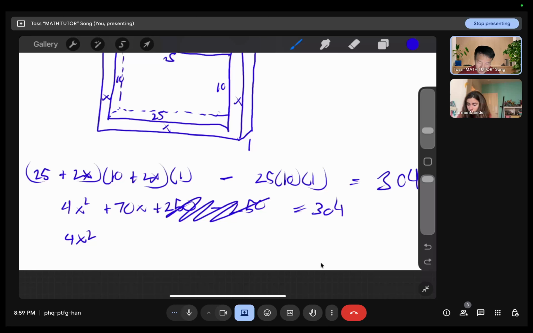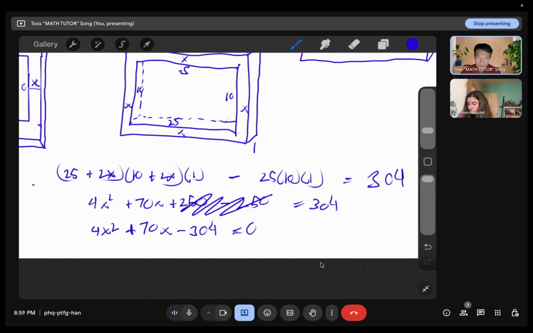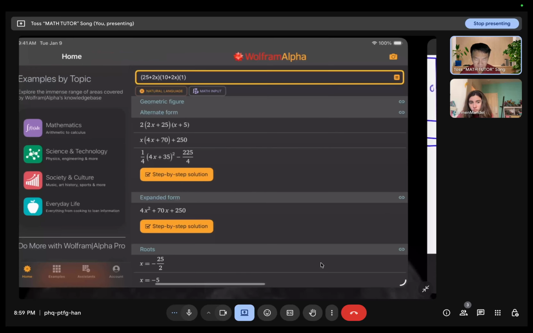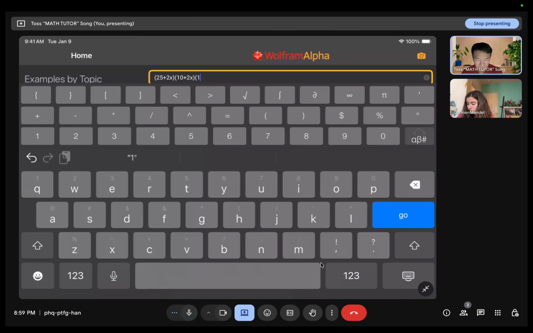Okay, and then subtract, because you have to solve for x, and then you'll be done. Subtract 304 equals 0. You can do the quadratic formula. So let me see what it looks like if I do that here. You already know the answer, right? 4x squared plus 70x minus 304 equals 0.